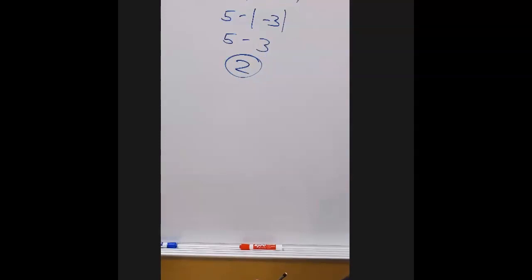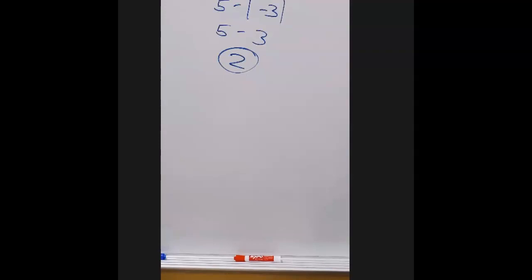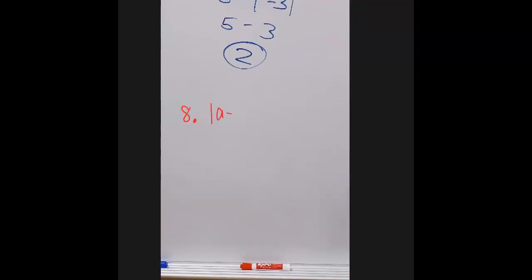Okay, let's plug in number 8 then. So, Mr. Mannion, I apologize again. Absolute value of A plus B, and then minus C outside. A is 2, B is -3, and C is -4.